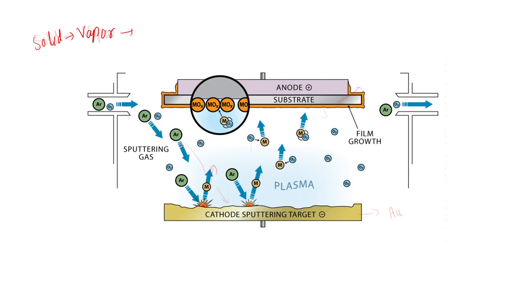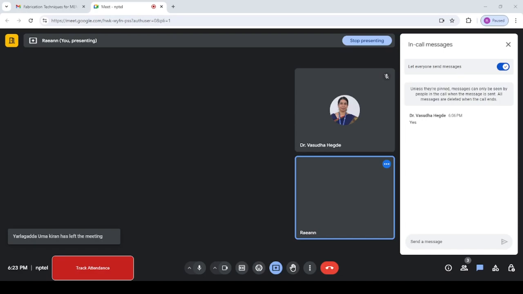So when the sputtered ions come, they can be made to react with the ambient, oxygen ambient or any ambient, to form a film that is deposited on the surface of the substrate.